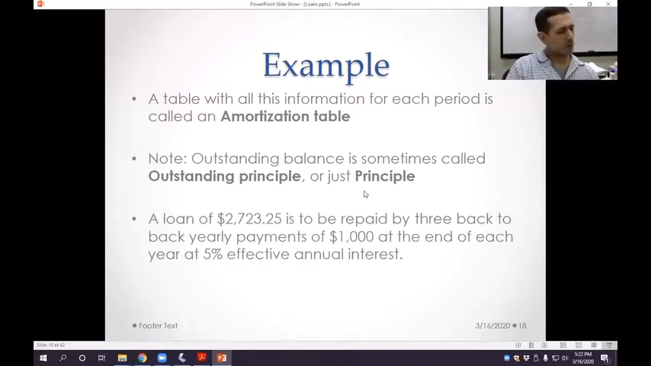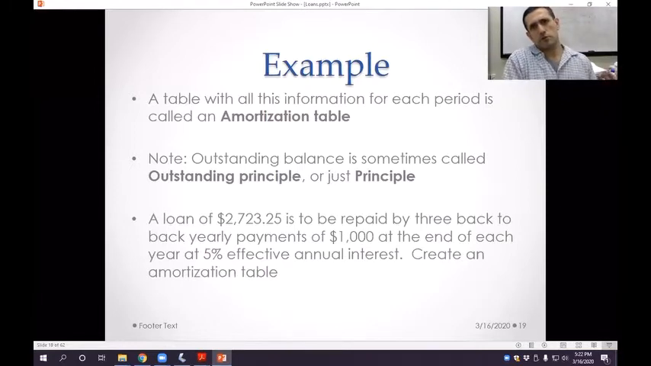All right, so instead of diving into formulas, let's do an example. I have a loan of $27,023.25 to be repaid by 3 back-to-back yearly payments of $1,000 at the end of each year. Interest is 5%. Just create an amortization table.